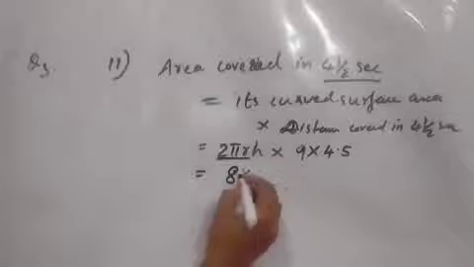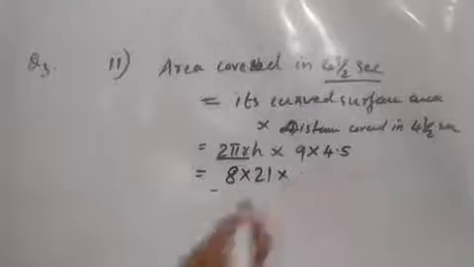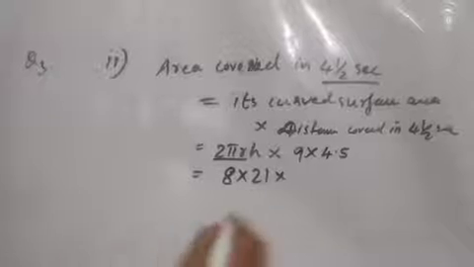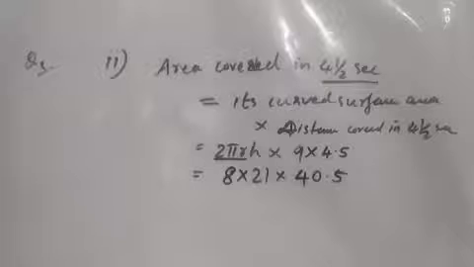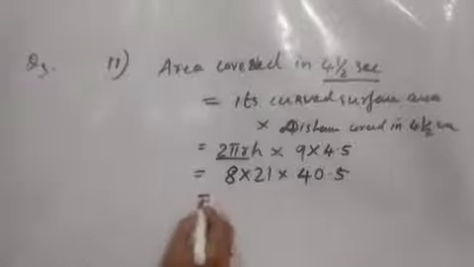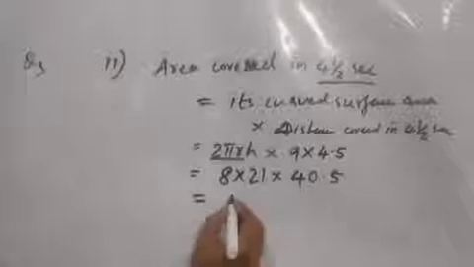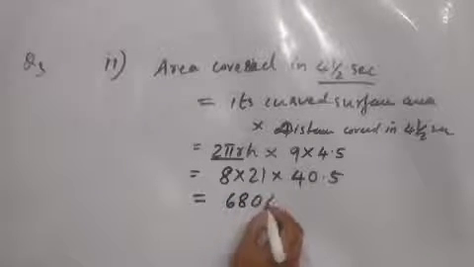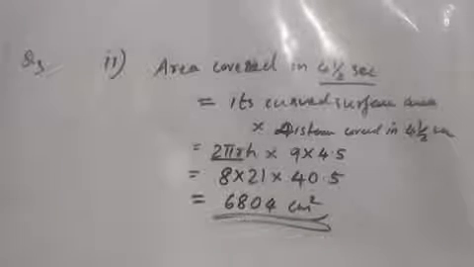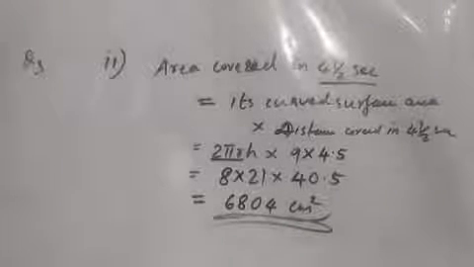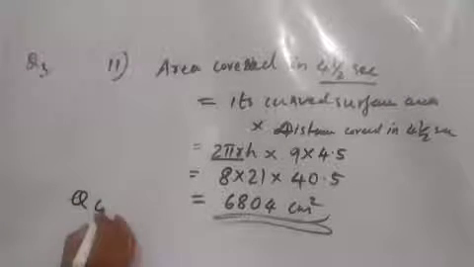It's 8 centimeter given and height is 21, into 9 into 4.5. We already calculated it as 40.5. Multiply these numbers to get the area, that is 6804 centimeter square. That is the answer. Now do the fourth question as homework.